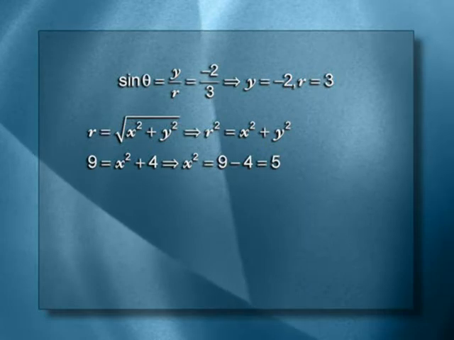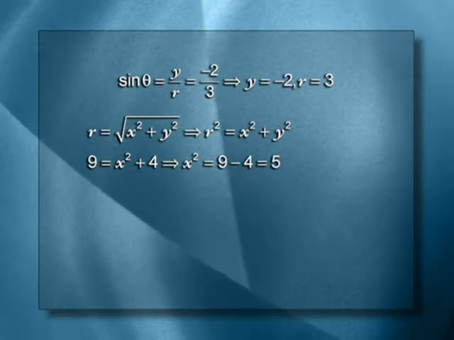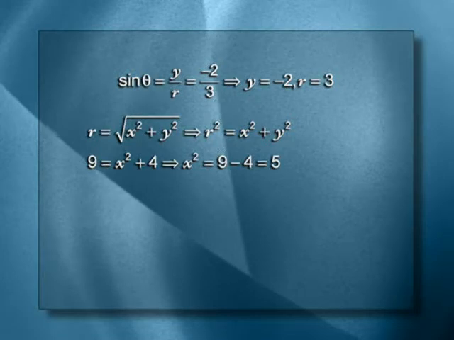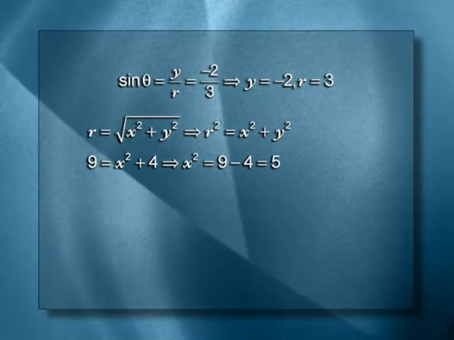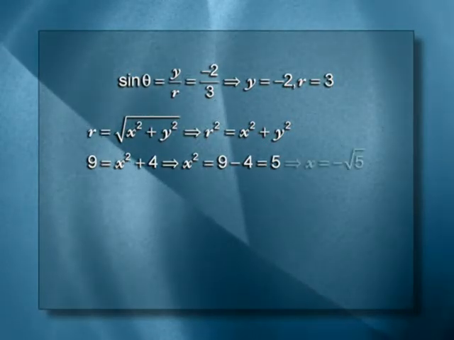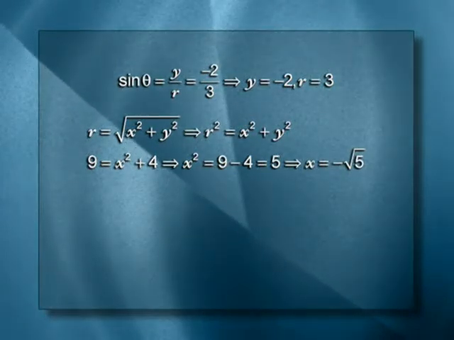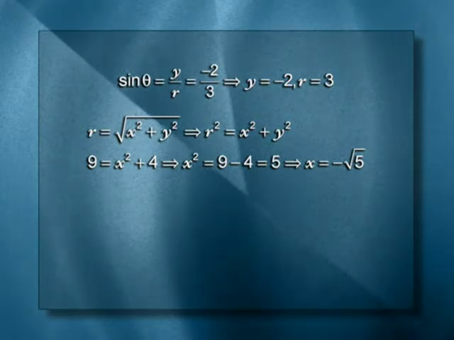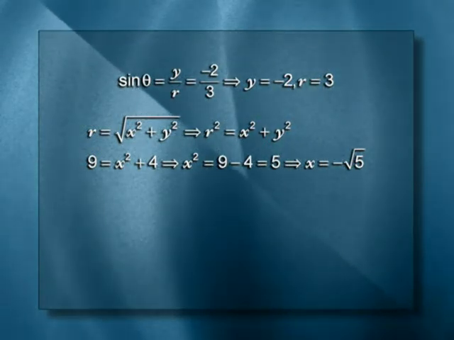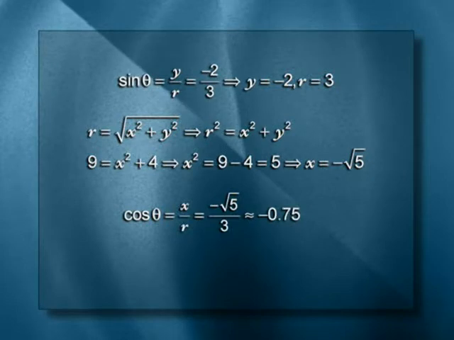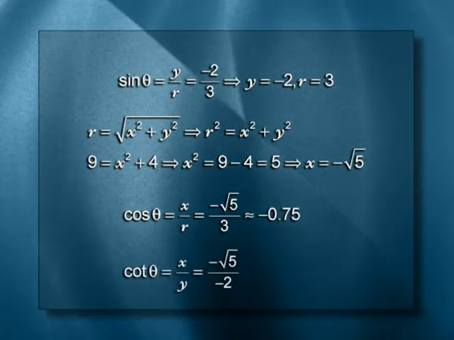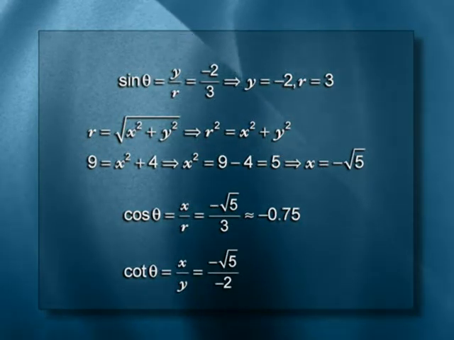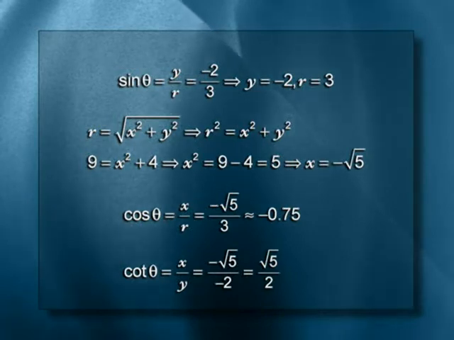So what's x? Careful here. x is going to be negative, isn't it? We're in quadrant 3. x is going to be negative, so it's negative the square root of 5. That's the x value. And now we can finish off the problem. Once we know y and x, everything else is pretty easy. Cosine is x over r, minus square root of 5 over 3, and cotangent is x over y, which is minus square root of 5 over minus 2, which is root 5 over 2.